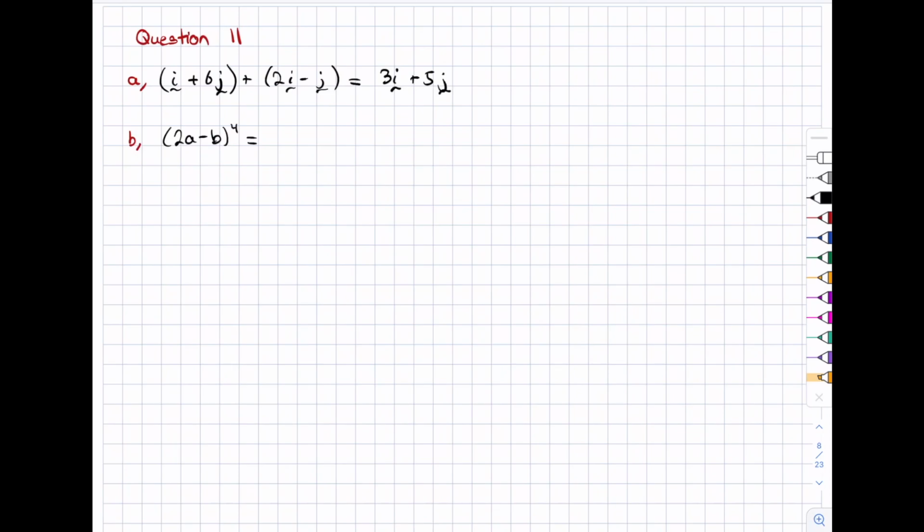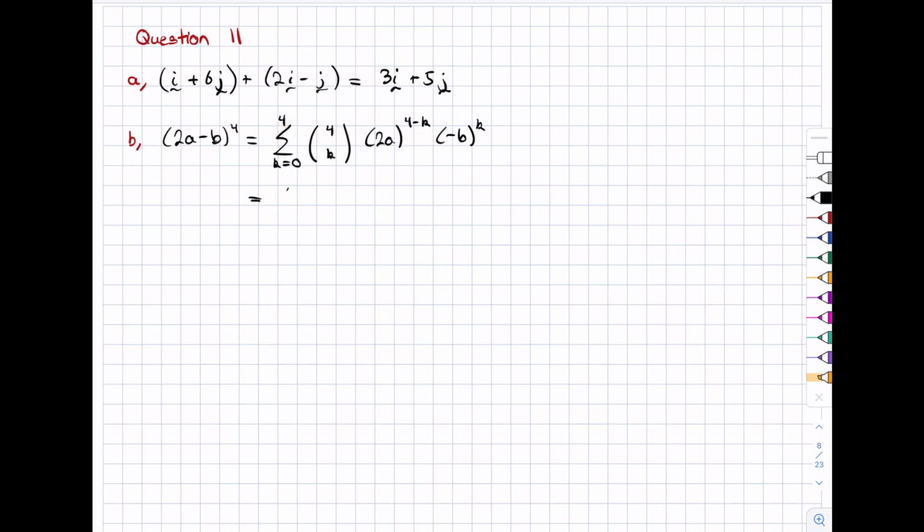And so that means if I write it in my sigma form, I'm summing from k equal to 0 up to 4. I have to have my binomial coefficient. So I'll have 4 choose k. And then my first term, which is 2a, being raised to the power of 4 minus k, and then my second term, which is negative b, gets raised to the power of k. And now all I have to do is run through the values of k from 0 up to 4.